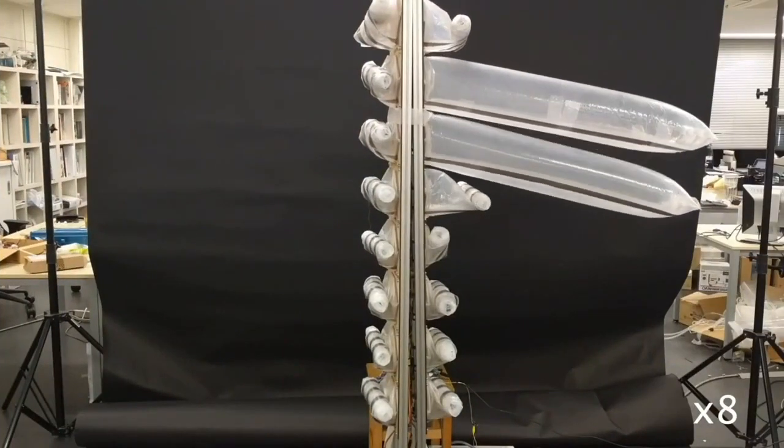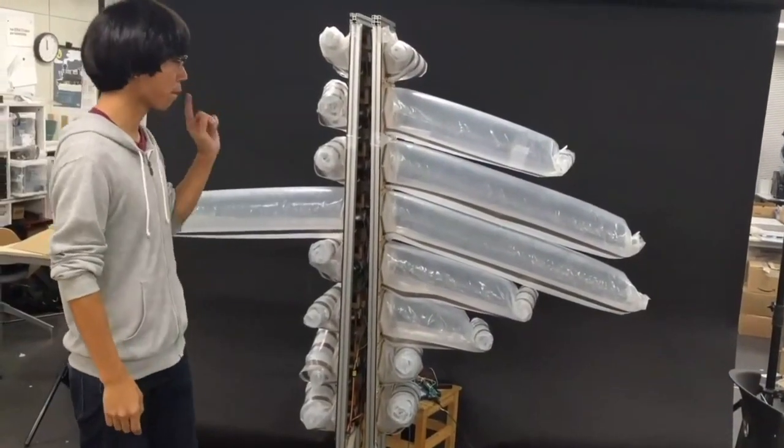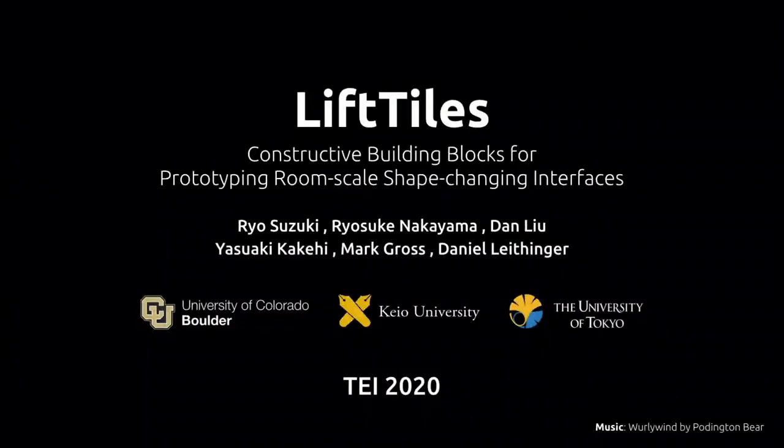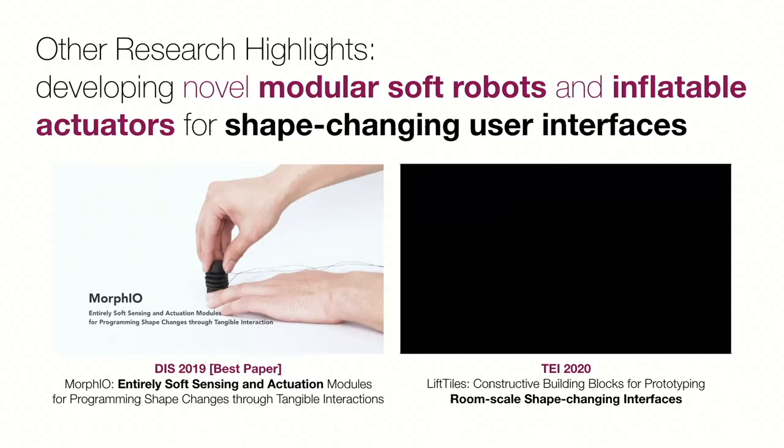So we are proposing this more like a prototyping environment, a prototyping tool for room-scale shape-changing interfaces. But again, these are pretty low-cost, scalable approaches. We are also interested in how we can combine the material side of this actuation to make the environment more dynamic and interactive.